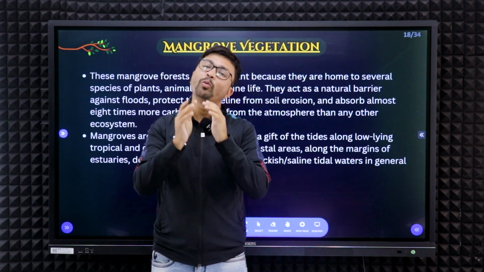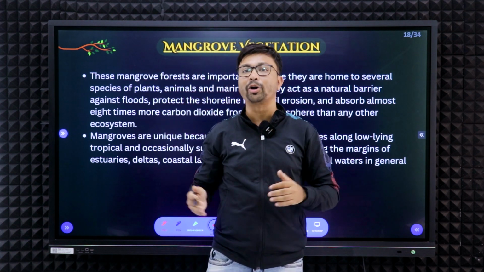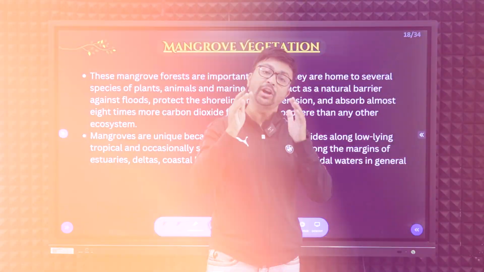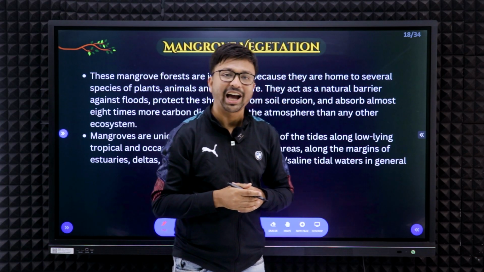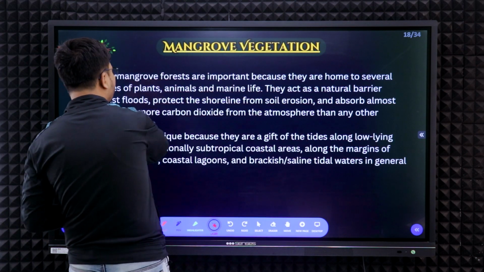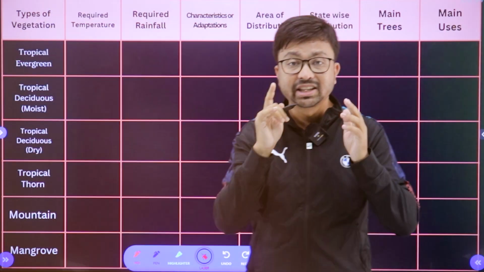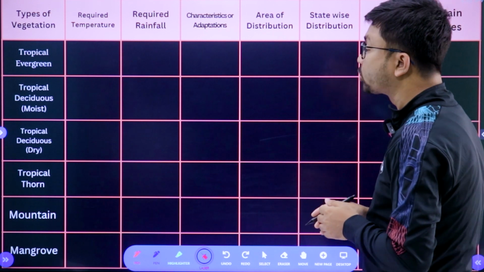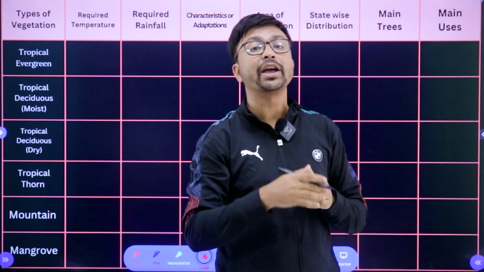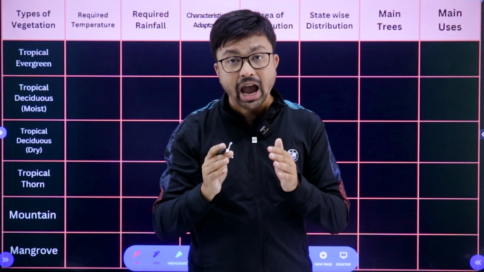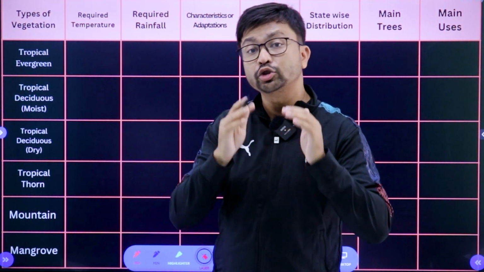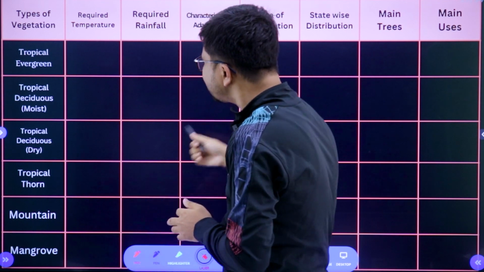Now I'll give you one important trick to remember all those things together. Why? Because 50% weightage is given to this particular part, the types of vegetation. So how will you remember all those things? Very simple. You have to make this table after collecting the information from your textbook, and you have to do it on your own. It will be easy, and if you do it on your own, you can remember it for a long time. So what is the trick? Just make the table in that way.